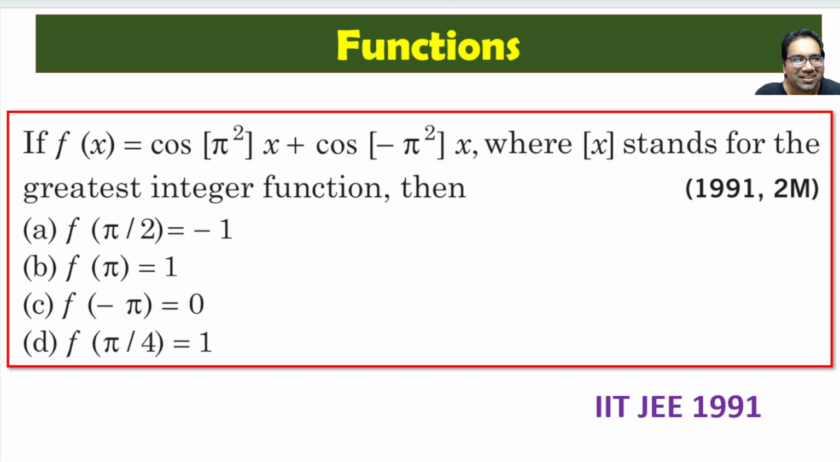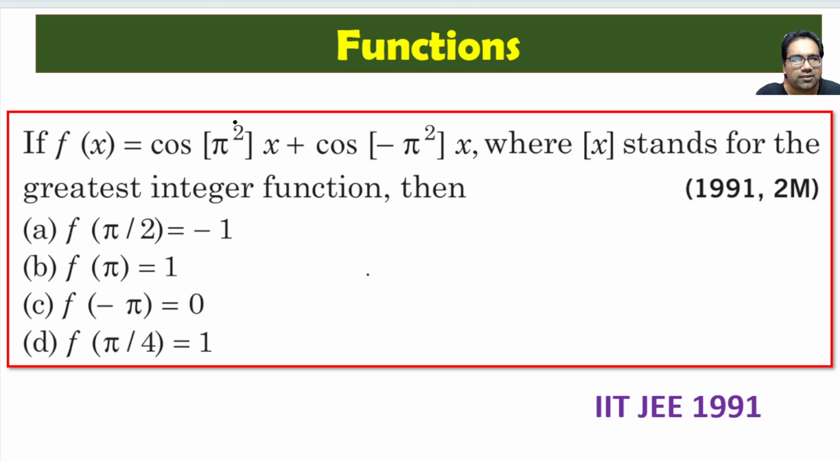Hi friends, here we are given this function. In this function, there is a greatest integer function. What is the greatest integer function? It is the greatest integer which is less than the given number. For example, the greatest integer function of 3.1: what is the highest integer which is less than 3.1? It is 3. So 3.1 will become 3. Similarly, minus 3.1 will become minus 4. Why? The greatest integer which is less than minus 3.1 is minus 4.